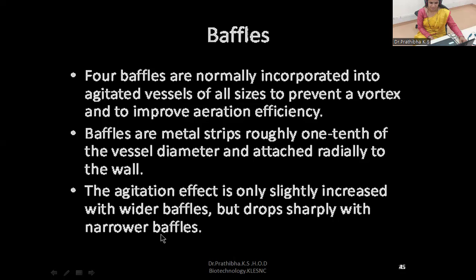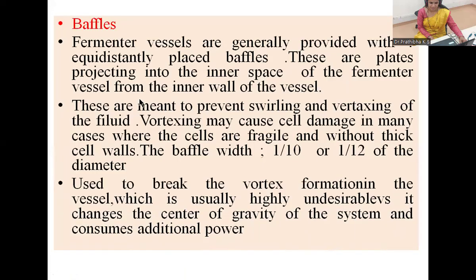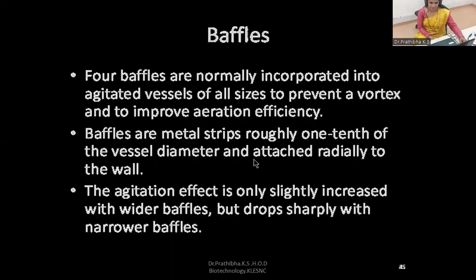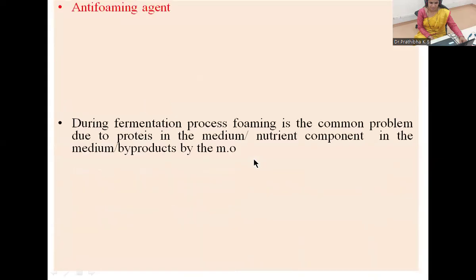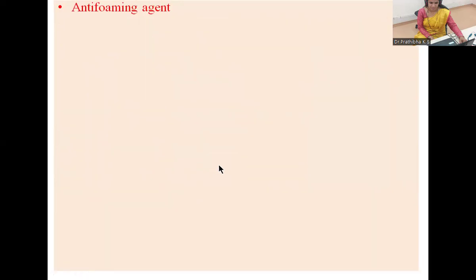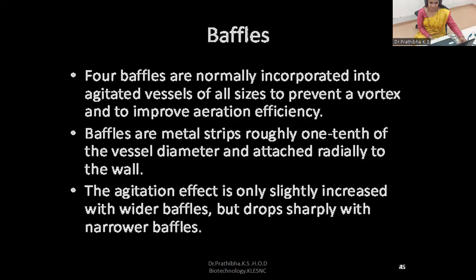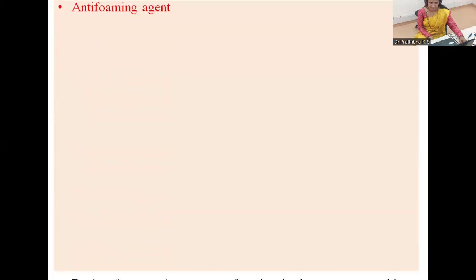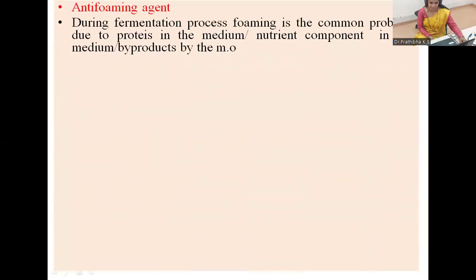So this is all about the baffles. I hope you're able to write about the baffles in the examination for 2 marks or maybe for 5 marks. Now let us understand about the anti-foaming agent. Up to here, you have in your syllabus the baffles, impellers, and the sparger. Now let us also understand about the anti-foaming agent. As this is our stirred tank fermenter, we are able to observe the impellers, the baffles, and the spargers.